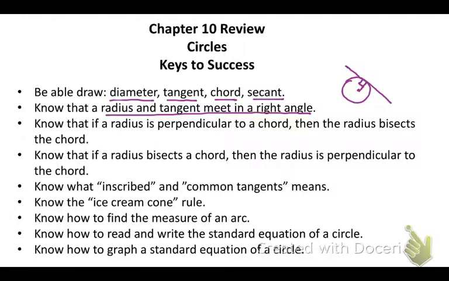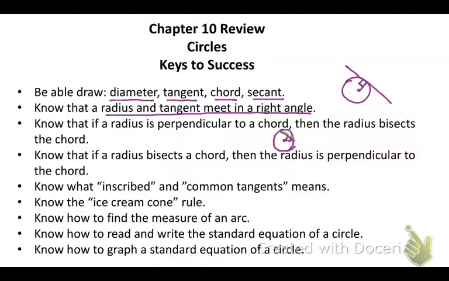Know that if a radius is perpendicular to a chord, then the radius bisects the chord. So if you have a circle and you have a chord, and here's the center of your circle, if you draw a radius and you make it perpendicular to the chord, this isn't a great drawing, this will be 90 degrees, and these two sections of the chord will be equal. The chord will be bisected.